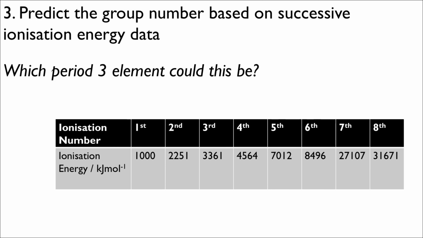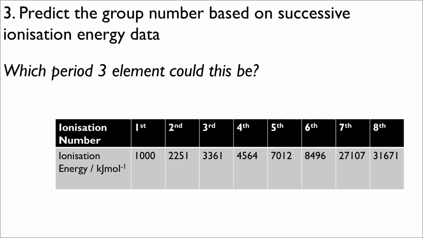Okay, so predict the group number based on successive ionization energy data. Successive ionization energy is removing further electrons, so it's removing 1 electron, 2 electrons, 3 electrons, 4 electrons, and so on and so forth. As you remove more electrons, it's going to always get harder. So the first electron is going to be the easiest electron to remove because you're removing an electron from an atom which is overall neutral.